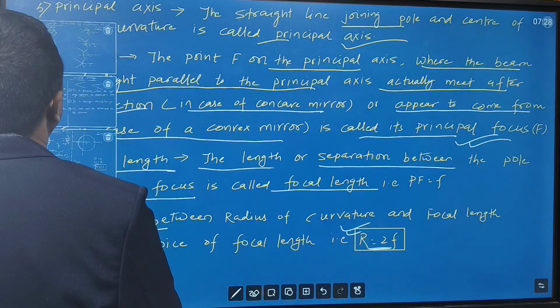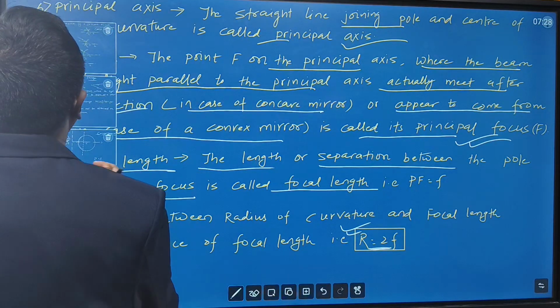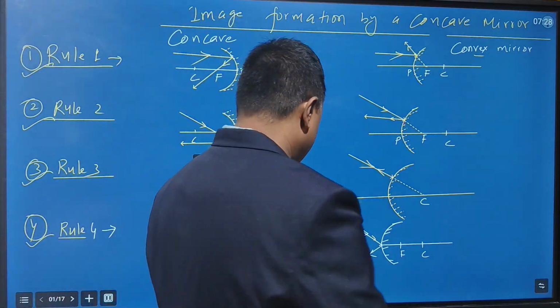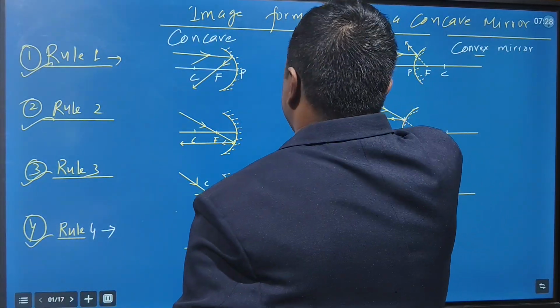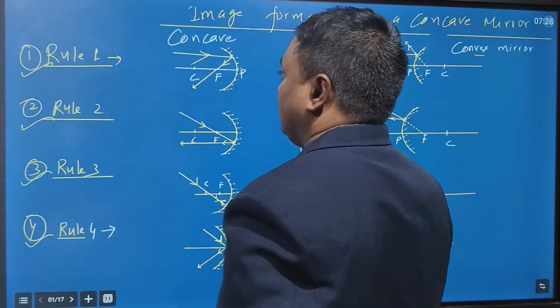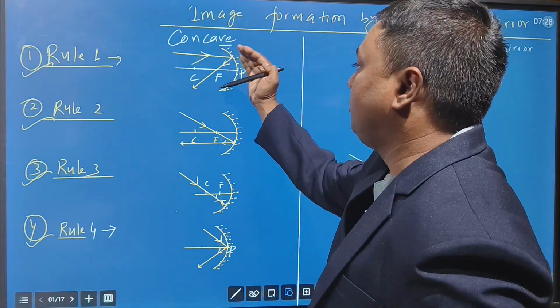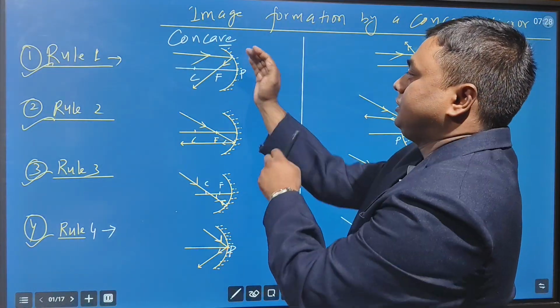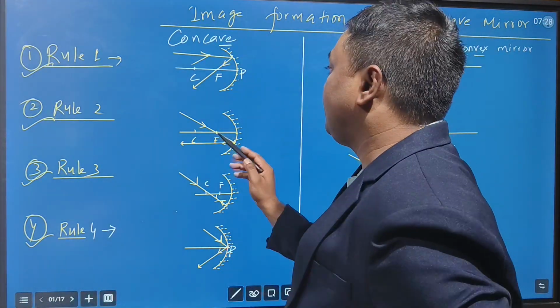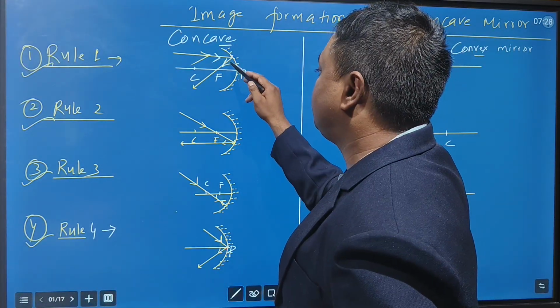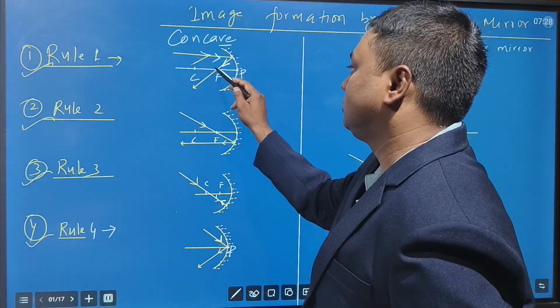Yes or no? Now coming to the rules of image formation, which is very important. Okay, we'll see for concave mirror as well as convex mirror. So let's take rule number 1. Okay, this is a concave mirror. Here outer part is polished, you can see. What is the first rule? If any ray of light which is parallel to the principal axis, after reflection it always passes through the focus. This is the first rule.